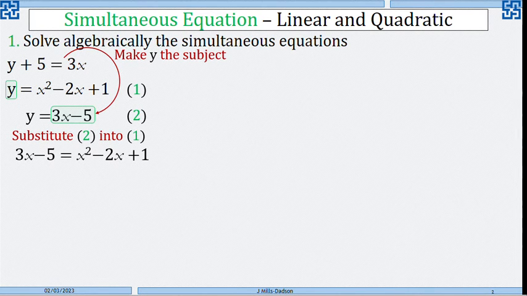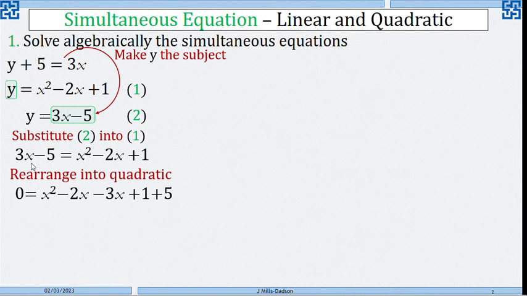So what I need to do is make this side equal to 0, because I have my x squared term on the right hand side. To make this expression equal to 0, I need to add 5 to both sides so that the 5 will cancel the negative 5. And I need to take away 3x from both sides so that this 3x can also be cancelled out.